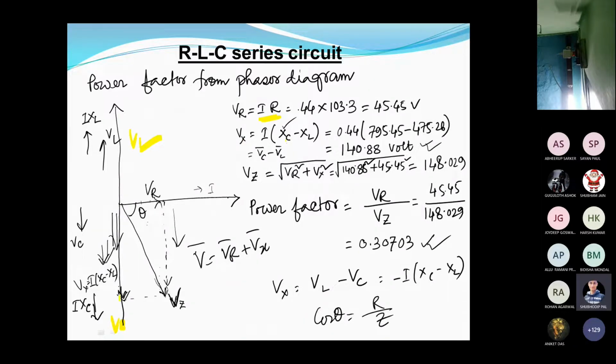That means the net circuit is capacitive. All right. Now, you know VR and you know VX. So VR plus VX is actually the supplied voltage VZ. Using this formula, you can calculate. Now you calculate the power factor.